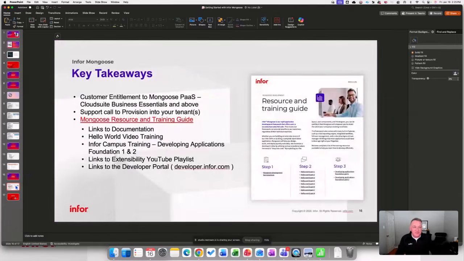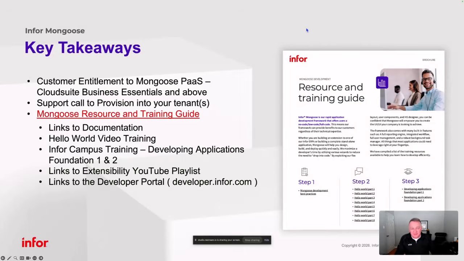Okay, so with that, and we're coming up on our time, what are the key takeaways from all of this? First off, customer entitlement. If you have Cloud Suite Business Essentials and above today, you have access to Mongoose. Now, you probably won't see it in your OS tab. If you want to go looking for it, you can look in your OS tab and it should show up there as Mongoose. If it isn't there, you can have it provisioned for you. You have entitlement to it.